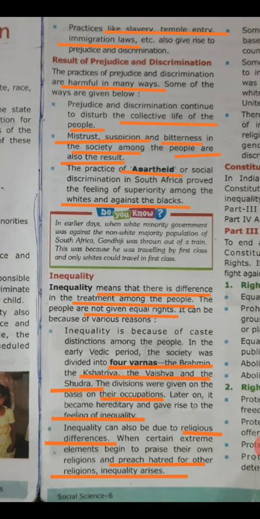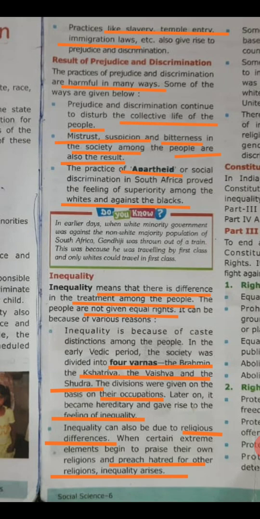Now we will see the results of prejudice and discrimination. We saw the causes. Now we will see what it leads to. The practice of prejudice and discrimination is harmful in many ways. Some of the ways are given below. These are very harmful and affect people very much. Prejudice and discrimination continue to disturb the collective life of the people. This prejudging and discrimination leads to disturbance in the life of the people. Mistrust, suspicion and bitterness in the society among the people are also the result.